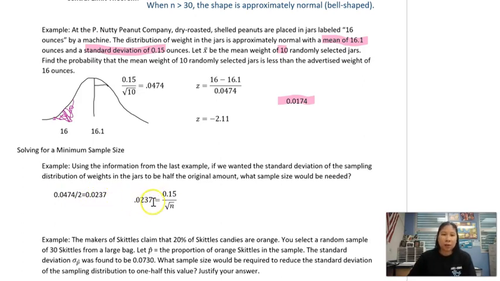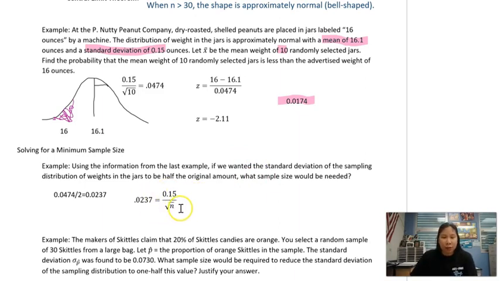So I'm going to set that equal to how I calculated the original standard deviation, so the 0.15 divided by the square root of n. I just don't know what I'm using for n this time because that's what we're solving for. We're being asked what sample size would be needed. So we're solving for n. This is where we need some algebra skills.